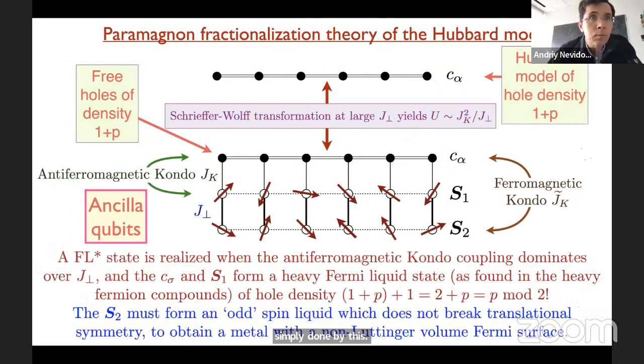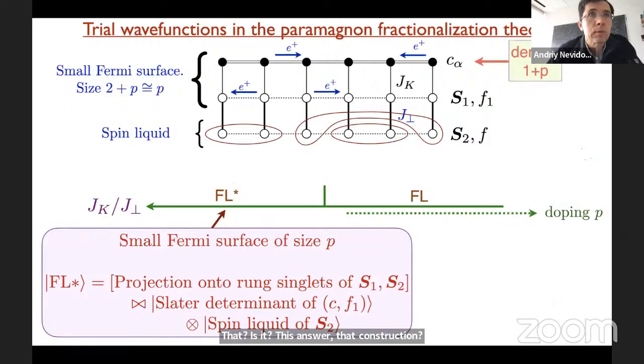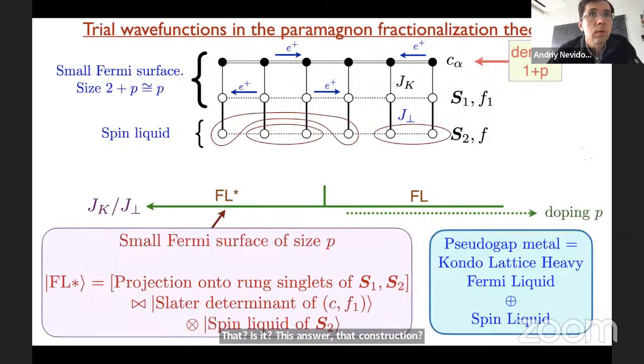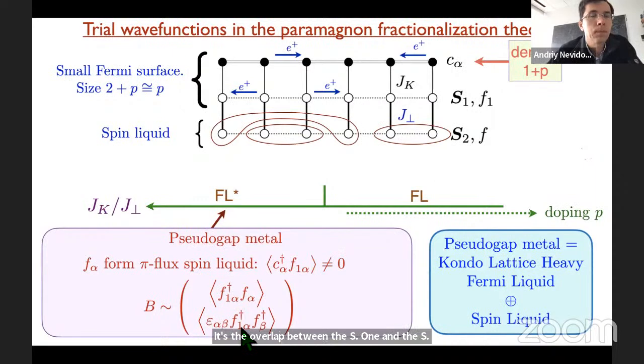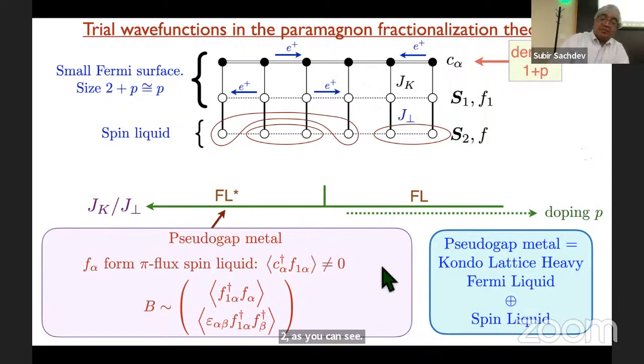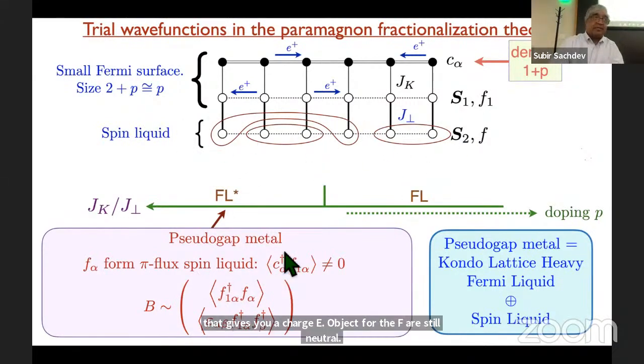I see. And in this case, the capital B corresponds to which of the two kinds of spins? Is it the S1 or the S2? It's the overlap between the S1 and the S2. Once this is non-zero, these spinons acquire charge. That's exactly what happens in the Kondo lattice too. The spins become charged when you have the heavy Fermi liquid phase. So the F1 has a charge, and now you notice it's F dagger in both, so that gives you a charge e object. But the F are still neutral spinons, but they can appear in two different ways. And consistent, if you have an SU2 gauge theory here, this is what you will need.